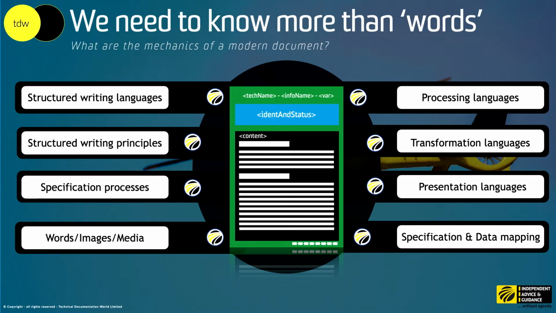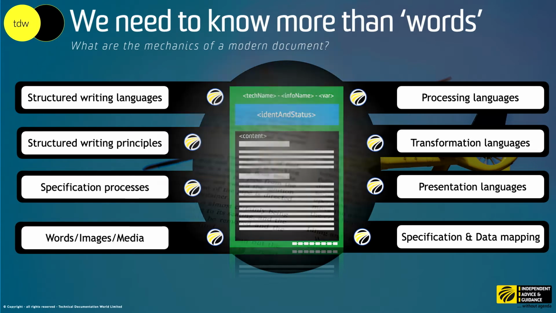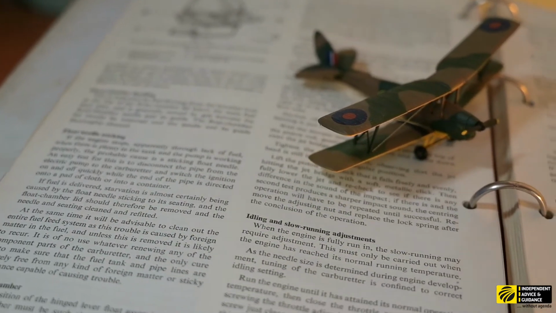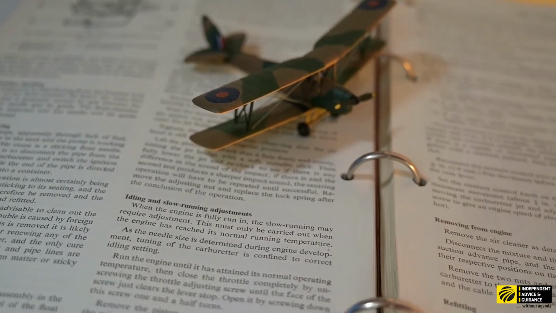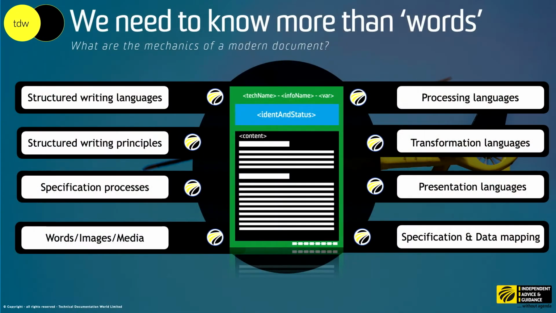So whether we have to familiarize ourselves with writing rules and principles, structured specification processes, and how do we work with those processes. And of course, we still have to worry about the words and the illustrations and the media and all of these things that still go on the page that we need to get out there. So this is kind of our traditional technical publications emphasis.